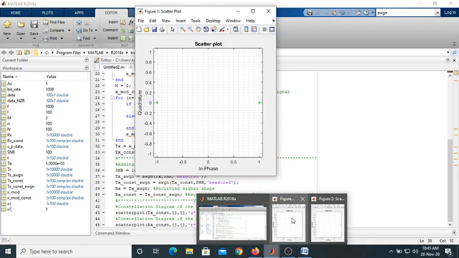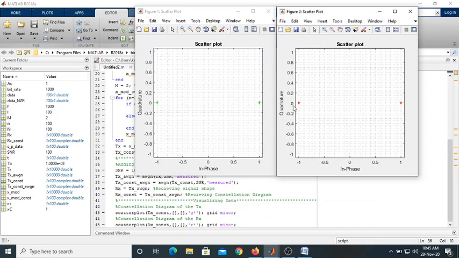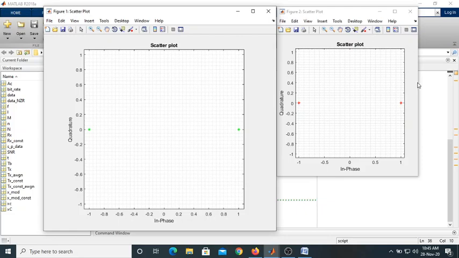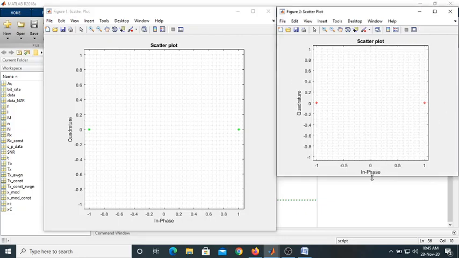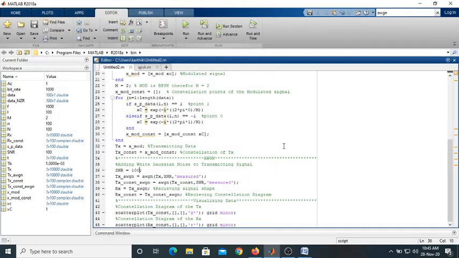Now what happens here? You can simply say that both are the same. Why? Because the noise is negligible. If there is no noise, what is happening? The transmitted is the same as received, more or less. So when the noise is very, very low, the constellation at the receiver side is the same as the transmitted side. So that is about the received signal points and the transmit signal points in the constellation.